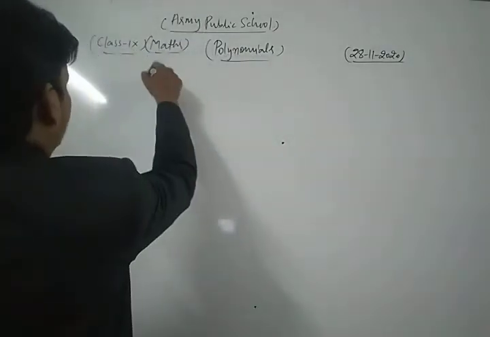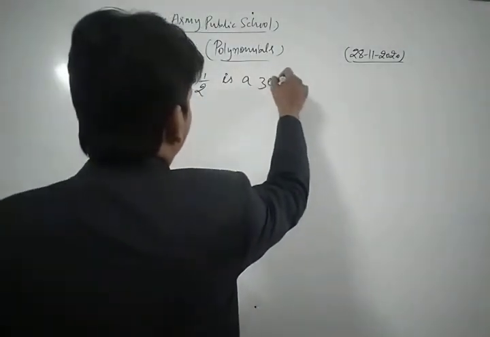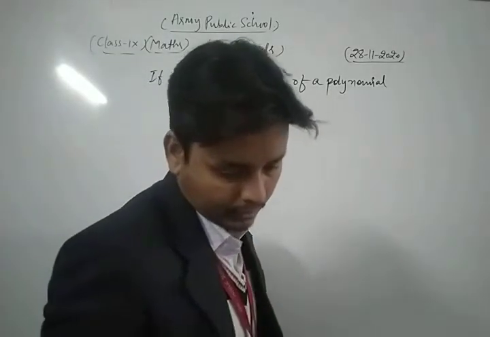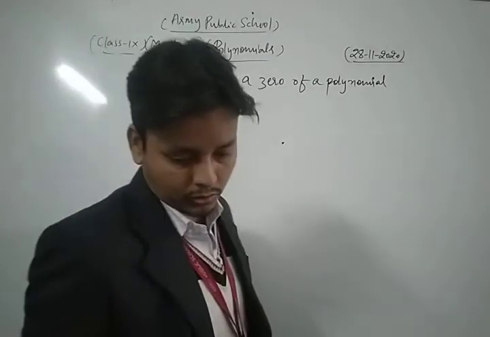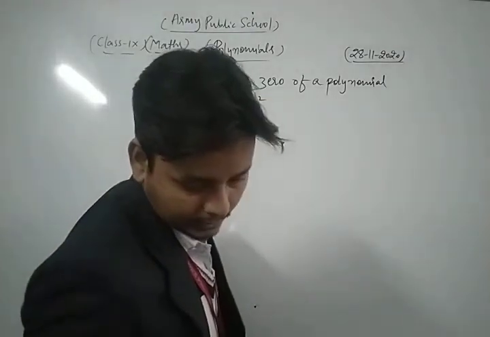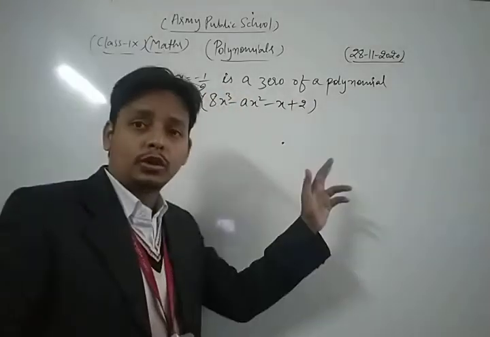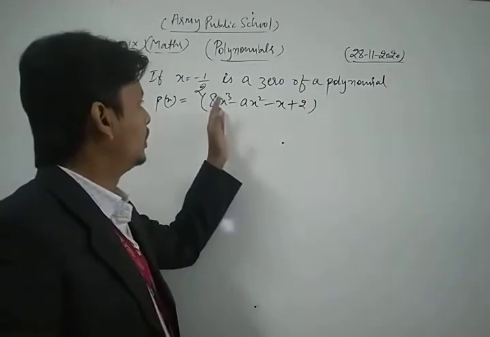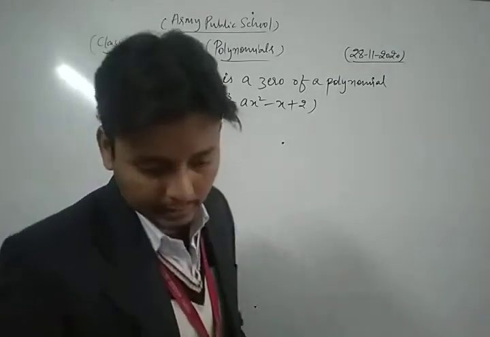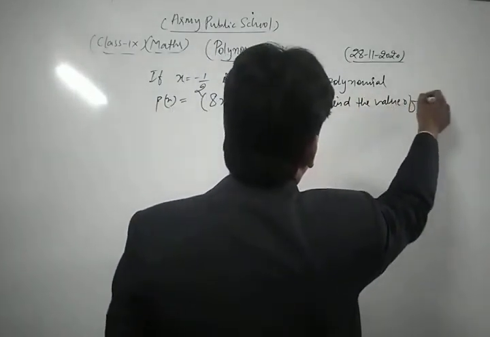If x is equal to minus 1 by 2 is a zero of a polynomial p of x is equal to 8x cube minus ax square minus x plus 2, find the value of a.